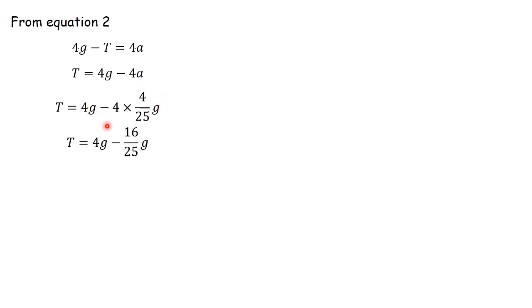So moving forward, when we get equation 2, which was 4g minus T equals 4a, and we substitute the value of the acceleration, we shall be in a position to get the tension in the string. So we can rearrange and have T equals 4g minus 4a. We substitute for the value of a, which was 4 over 25 g. So 4 times 4 gives us 16, so we shall have 4g minus 16 over 25 g. When you subtract 4 minus 16 over 25, it will give us 84 over 25 g Newtons. So that will be the value of the tension.